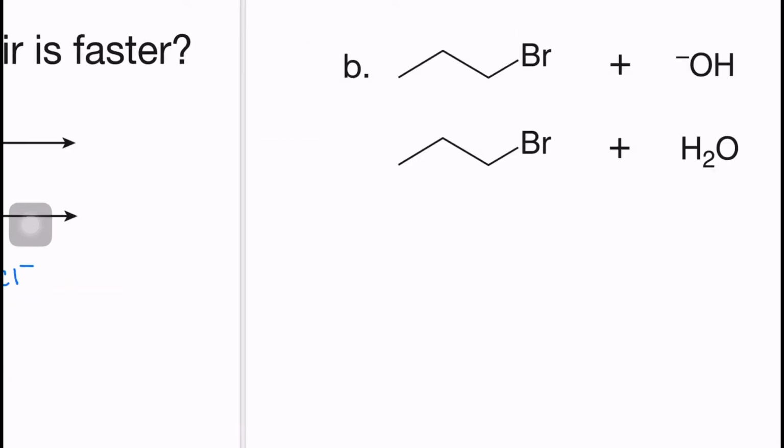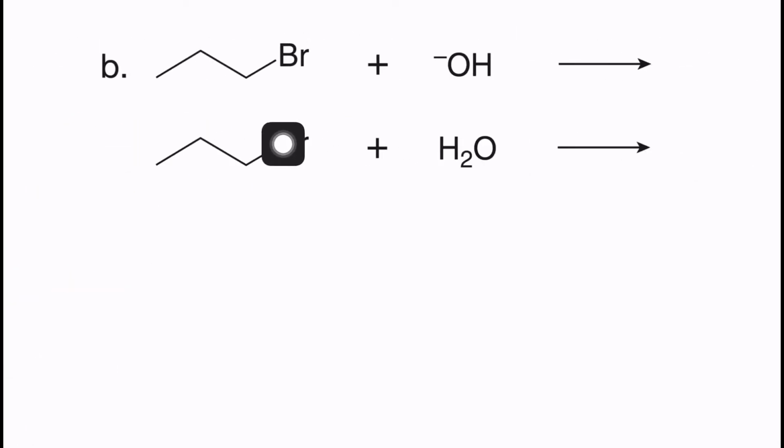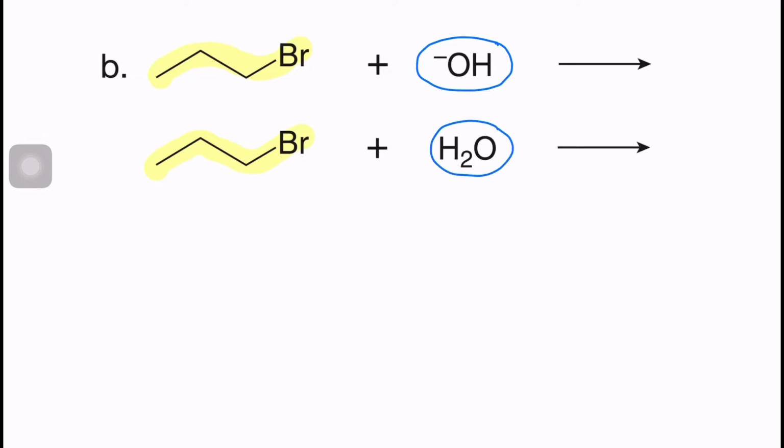Let's move to the next one. In this case, the alkyl halides are the same. You can see identical alkyl halides, but the nucleophile is different. In the first case, we have hydroxide ion as a nucleophile. In the second case, we have water. And since the SN2 reaction is favored by strong nucleophile, this hydroxide is a stronger nucleophile basically. Hence, the first reaction will be faster. So we can say it is stronger nucleophile.